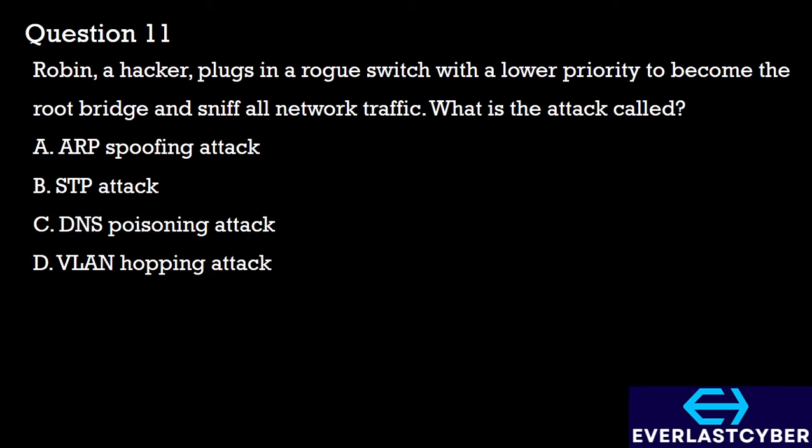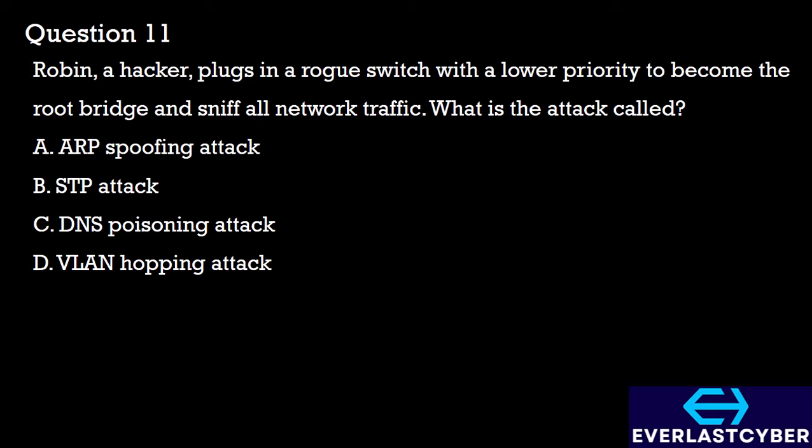Question 11. Robin, a hacker, plugs in a rogue switch with a lower priority to become the root bridge and sniff all network traffic. What is the attack called? A. ARP spoofing attack. B. STP attack. C. DNS poisoning attack. D. VLAN hopping attack.